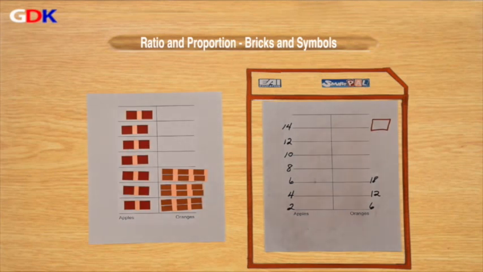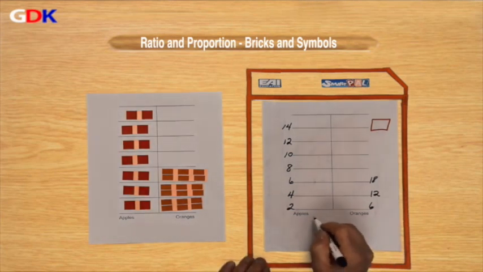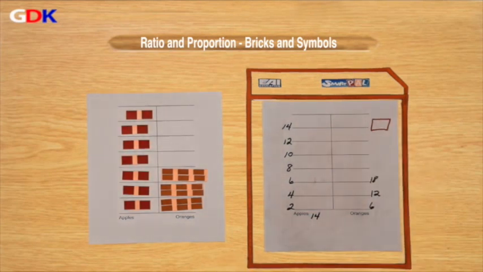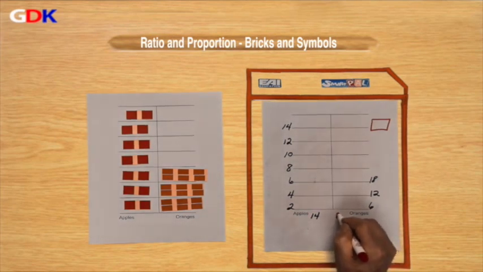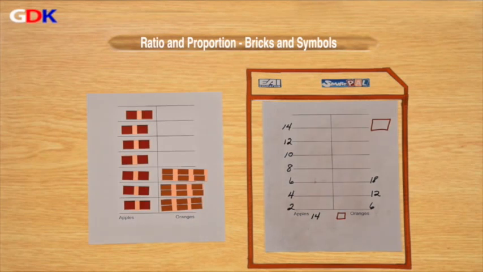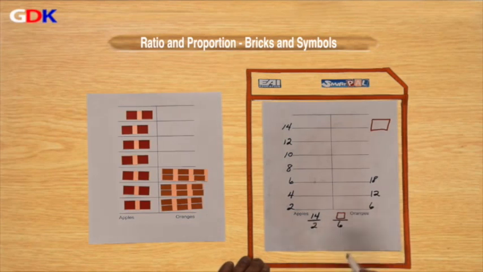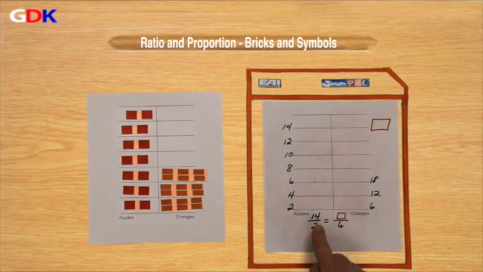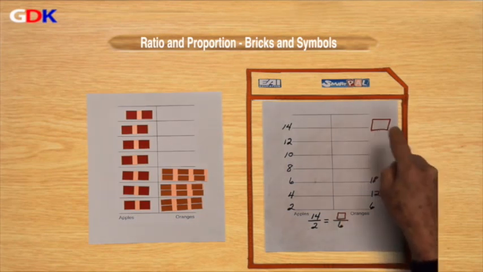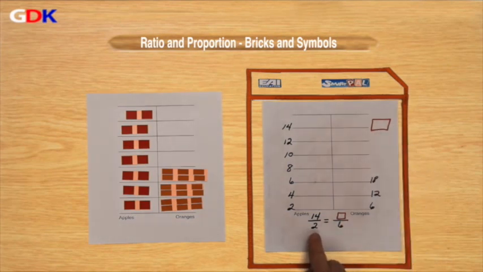Now let's look at this. We have 14 apples, and I'm matching those up with my box. I'm doing that in the same way that I matched up my 2 apples with my 6 oranges. And to separate them, I'm just going to use the line. But since I'm matching them up in the same way, I can put an equal sign in here. I'm matching up my 14 apples to a certain number of oranges in the same way that I'm matching my 2 apples with 6 oranges.